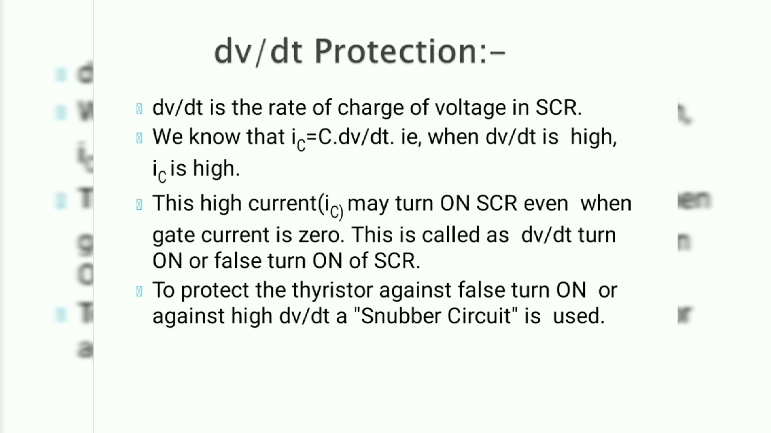Okay, IC means anode to cathode current is going to flow, so the SCR turns on. That is a false method. This is called a dv by dt turn on. There is a false turn on of the SCR, where a maximum amount of voltage is going to turn it on. It may cause damage to the device. So to protect the thyristor against false turn on, a dv by dt protection, that is a snubber circuit, is used. Next we'll discuss what a snubber circuit is.